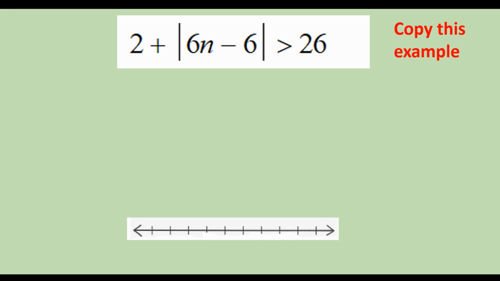Okay, so let's actually do a problem. Could you please write this down? You can hit pause.